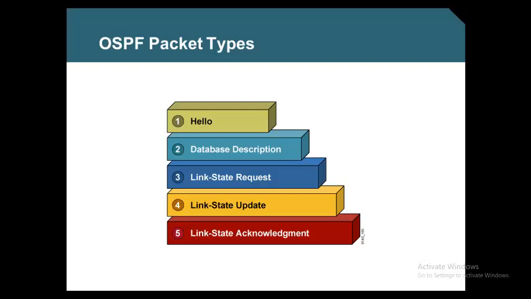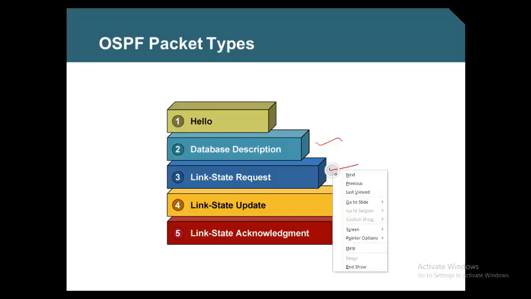It shares almost the complete information in a summarized way. Now, because the DBD is being shared, there may be some queries from the receiver. So what the receiver does is send a link state request, asking, may I have more detailed information for this particular link state? That is what is called LSR, link state request. It's a query. After receiving DBD, the doubts are what is called LSR.